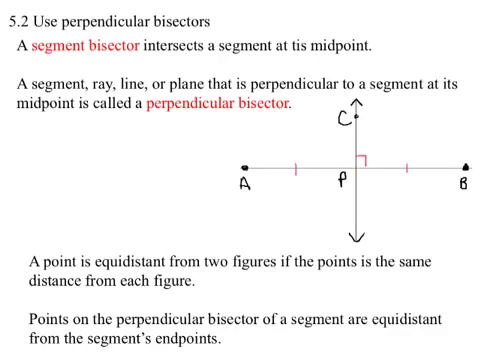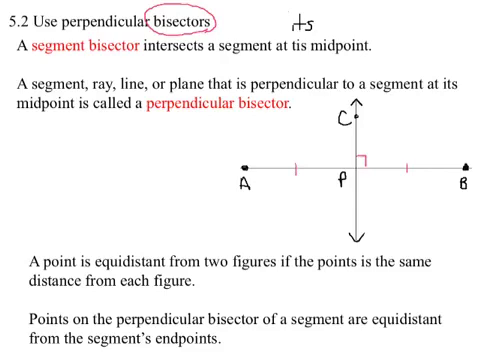Section 5.2, using perpendicular bisectors. Remember, the word bisector means cut into two pieces, okay? Let's read. A segment bisector intersects a segment at its midpoint. There's our first typo. It's midpoint. Midpoint is middle. Okay, write that down if you don't remember it.